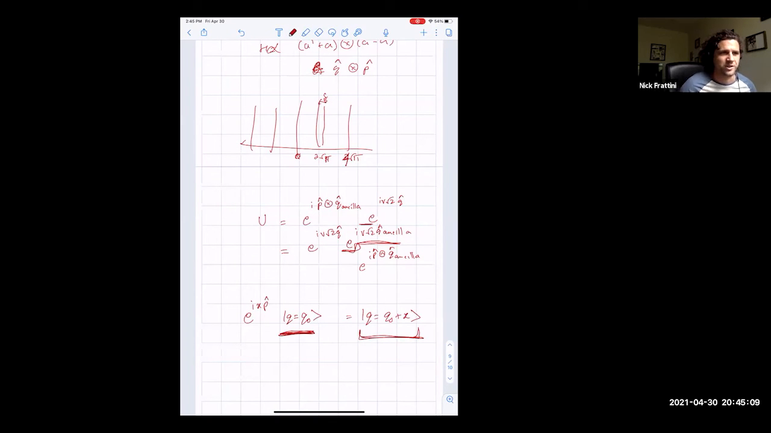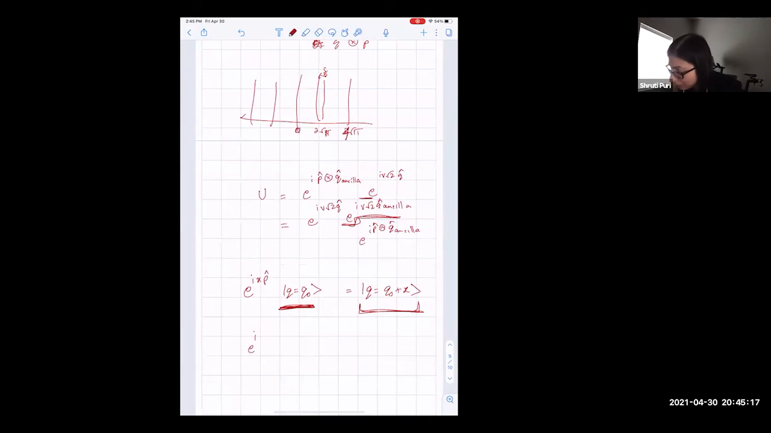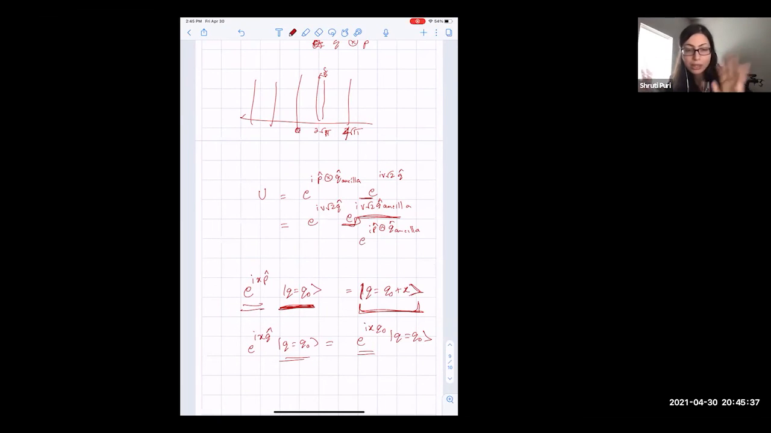I guess the question is also about the corollary to that. What does it mean to have an e to the i x q on a q eigenstate? Oh yeah, so e to the i x q on a q eigenstate is just picking up a phase, right? Because this is an eigenstate of the q operator, so you just pick up a phase, whereas here you actually displace the state because of the way the commutation relationships work.